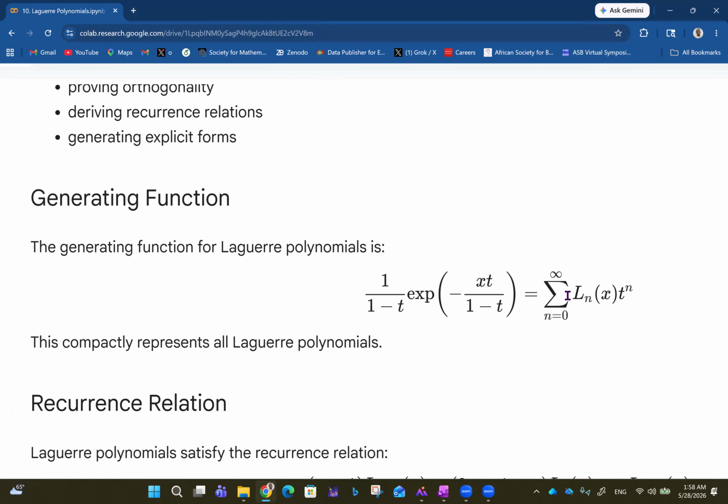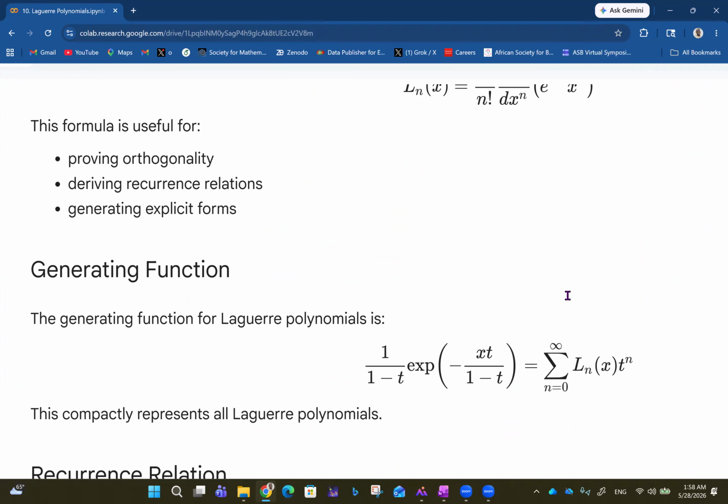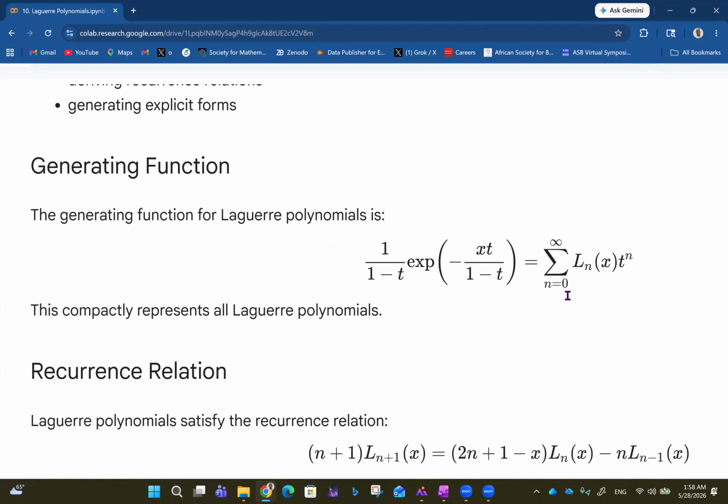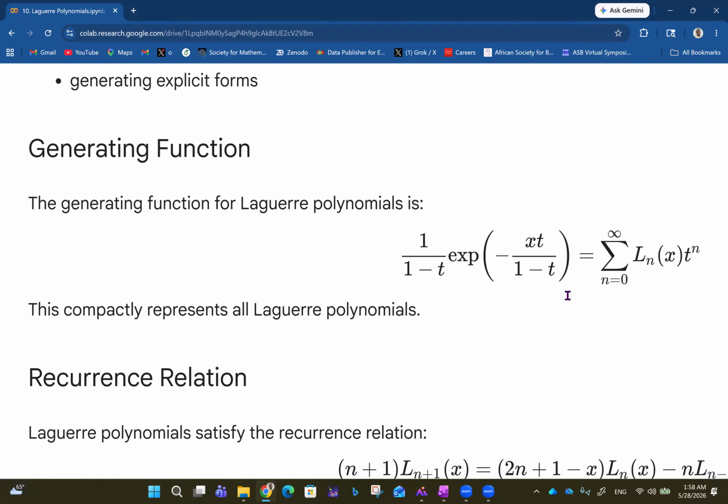Then we come to the generating function. So Rodrigues formula, generating function, and recurrence relation are things that can help you generate whatever polynomials you're looking for. The generating function for Laguerre polynomials will be 1 over 1 minus t, exponent e raised power minus xt over 1 minus t, and that is equal to the summation from n equals 0 to infinity of L sub n of x t raised power n. So you just look at the t's and compare the coefficients of the t's, and then you get what you need. So this compactly represents all Laguerre polynomials.